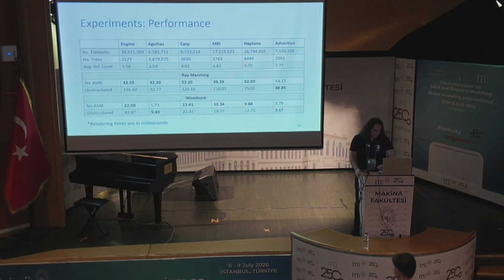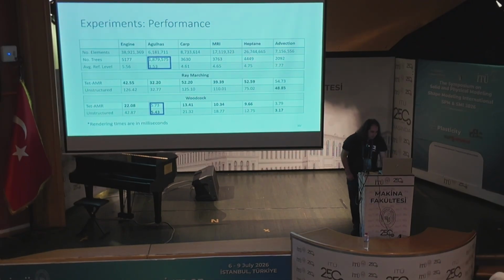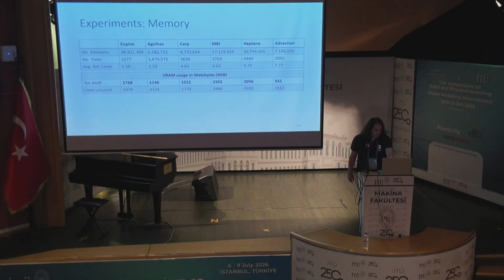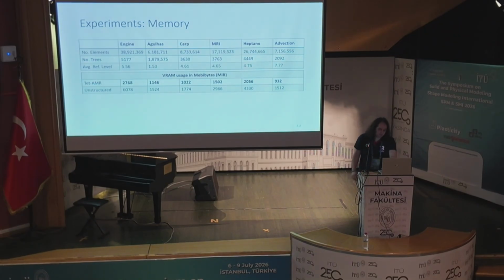And for Woodcock, similar story, but here the Agulhas set is a little bit slower, for another reason. We are now wasting some time on tree traversals instead of using the hardware BVH. And for memory, we get maybe sometimes up to 2 times, a little bit more than 2 times compression.